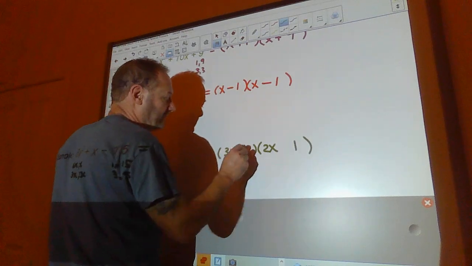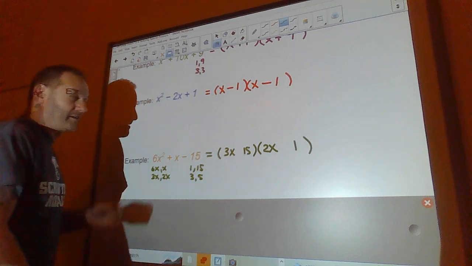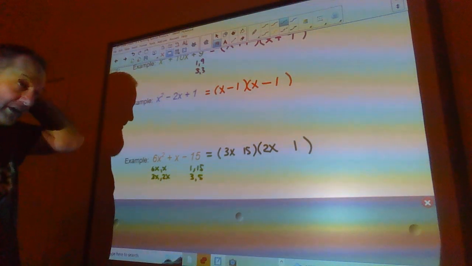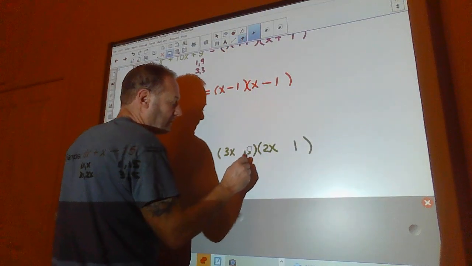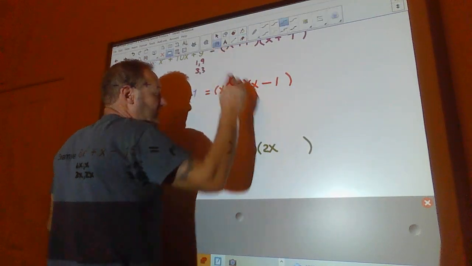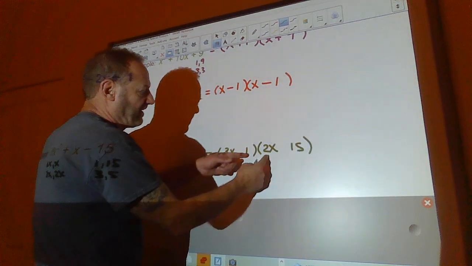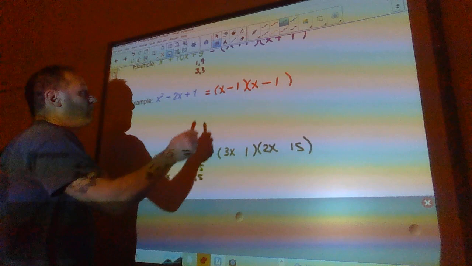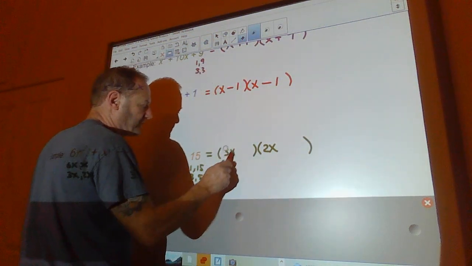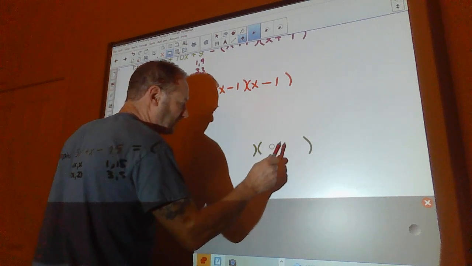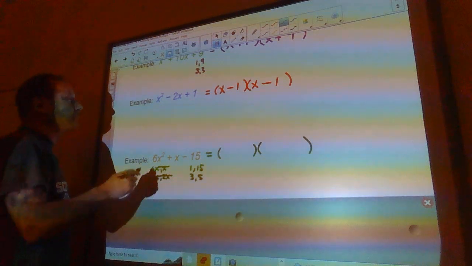So if I put a 1 here and a 15 here, I get 30x and I get 3x. I can make 33, or I can make 27. So that's definitely not going to work. I can switch these, but that only makes it worse because that's 45 and 2. I can't make 1 out of that. So, all right, I tried everything here with the 3x and the 2x. So that means that one's out.